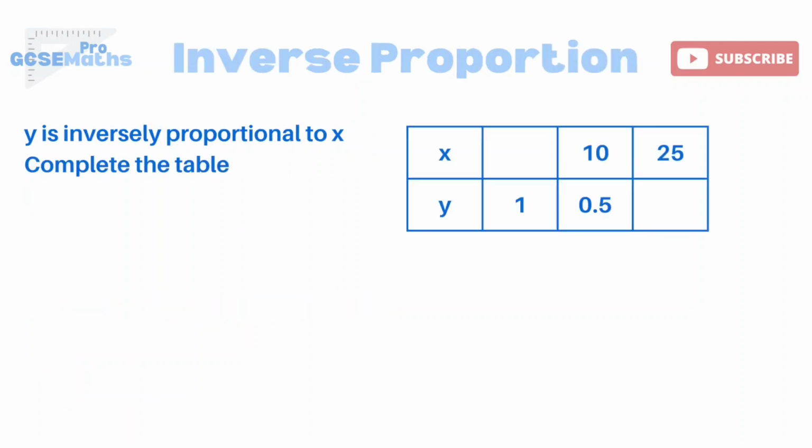So as we did with the direct proportion video, we're going to start off with a question that's laid out as a table. Now, if you've seen that video, you'll know that we're going to be working with 3 steps.